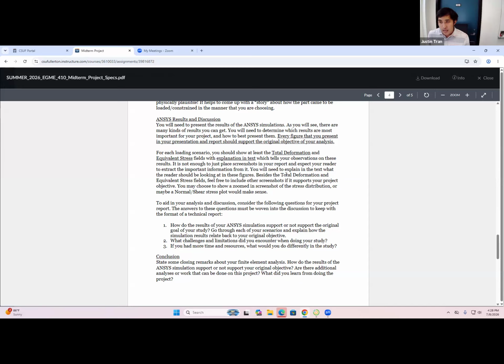Besides the total deformation and the equivalent stress, if you feel that there are other screenshots or results that support your original project objective, feel free to add those. You're not just limited to these. Maybe it's as simple as zooming in on a particular region of your geometry to show the stress or the deformation in that region. That's fine as well. Or you can include other plots, such as a plot of the normal stress or the strain. You can also do factor of safety. I actually forgot to do that yesterday, but you can show a plot of factor of safety in ANSYS as well.